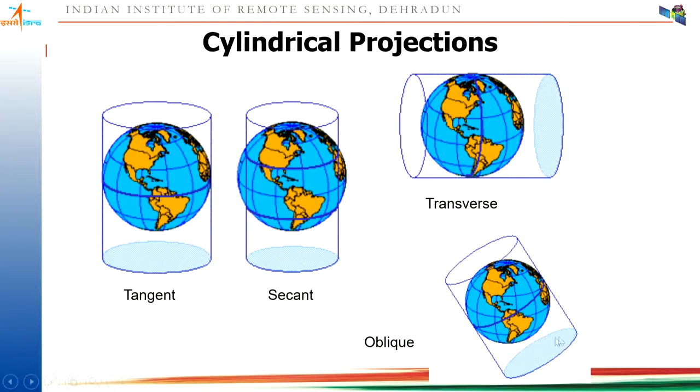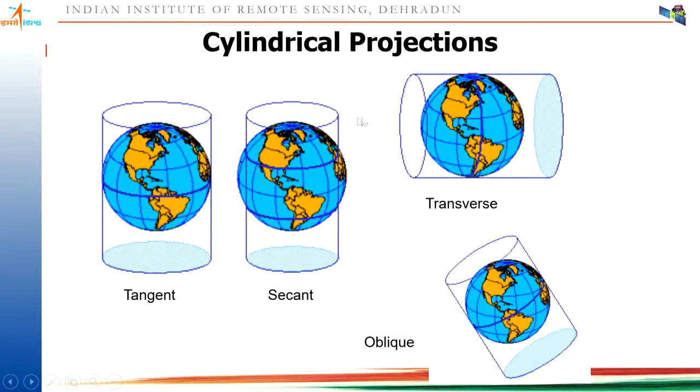Okay, and this is an oblique case, an angle you are putting. If it is just touching the borders of that globe, it is basically an oblique case, and what we can say is the tangent case. Similarly, here it can also have a transverse case and the secant case.